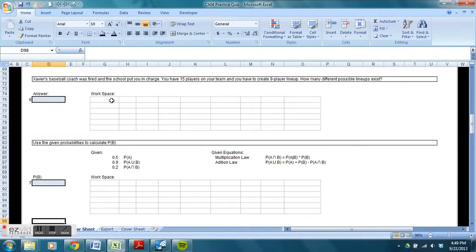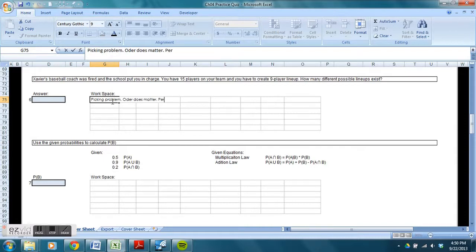So again, this is a picking problem. And the first thing you ask yourself is, does order matter? Yes, in a batting order, if you have Jose batting first or if you have Jose batting last, those are 2 different batting lineups. So order does matter. Next point is, if order matters, then you want to use a permutation.